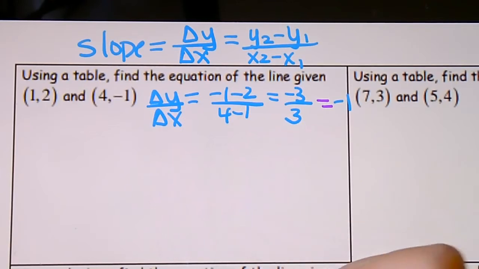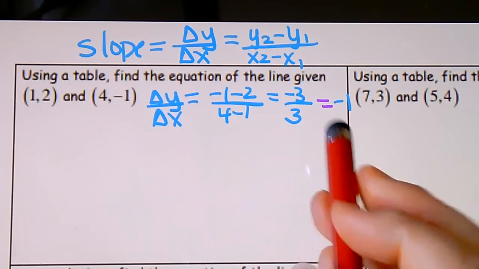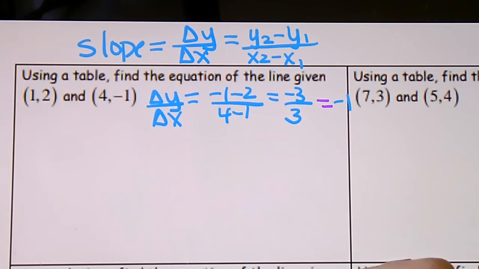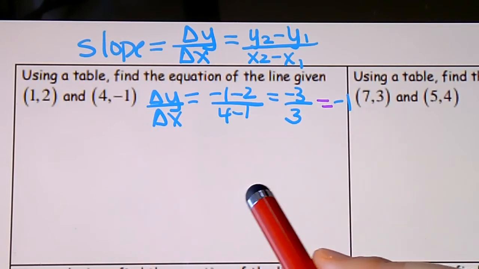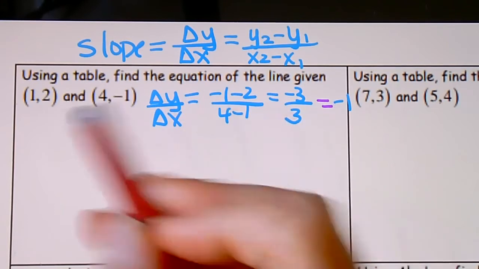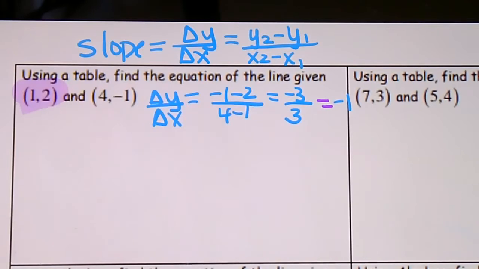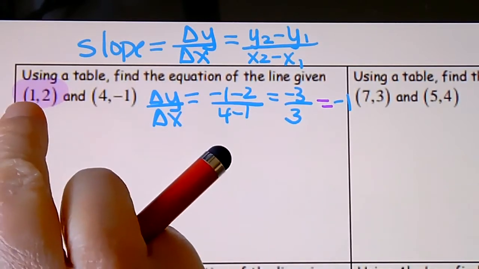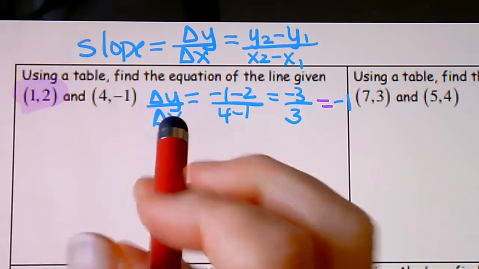Okay, so now I have my slope, negative 1. I also have 2 points. Well, I don't need both points, I just need 1 point. So let's choose a point to use. So let's say I choose that point, okay? That's the point I'm going to use. And so I'm going to use 1 as my x and 2 as my y.